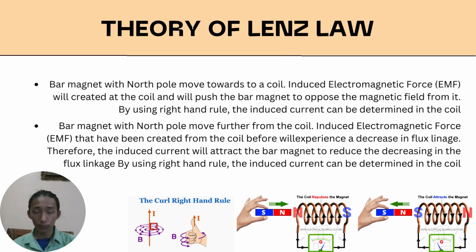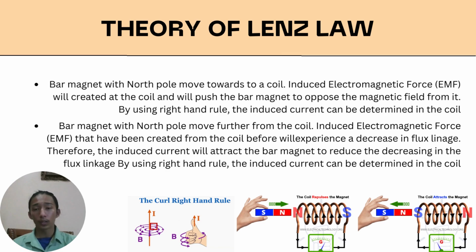When the bar magnet moves toward the coil, the coil experiences an increase in flux linkage. Lenz's law tells us that the induced electromagnetic force will try to set up an induced current to create a magnetic field to oppose the increasing flux linkage experienced by the coil. The induced electromagnetic force in the coil will set up the north pole at the side closer to the bar magnet and south pole at the face further away.